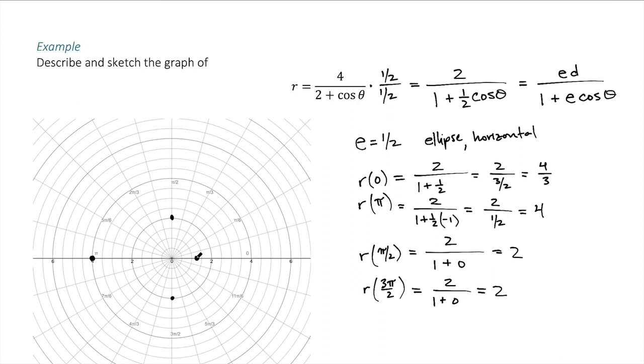So we have an ellipse with these vertices, go through those points, and then we just kind of sketch. And of course, it doesn't have to be perfect. And that's a sketch of our ellipse.